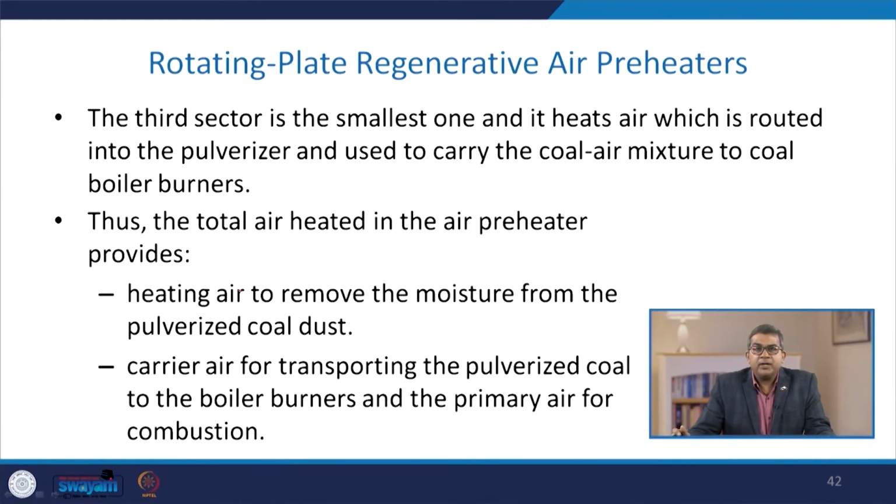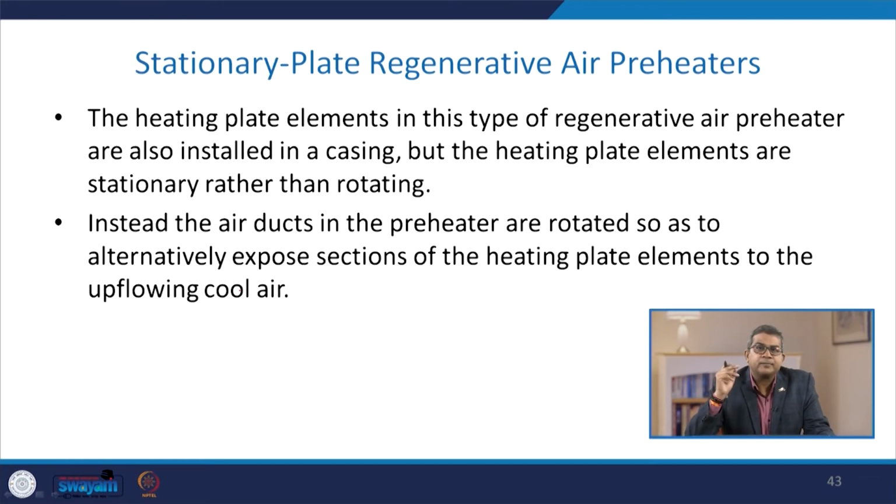The third sector is the smallest one, and it heats air which is routed into the pulverizer and used to carry the coal air mixture to the coal boiler burners. Thus, the total air heated in the air preheater provides the heating air to remove the moisture from the pulverized coal dust, first thing, and second thing is the carrier air for transporting the pulverized coal to the boiler burners, and primary air for combustion.